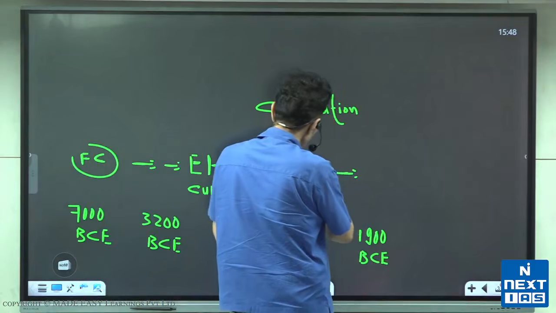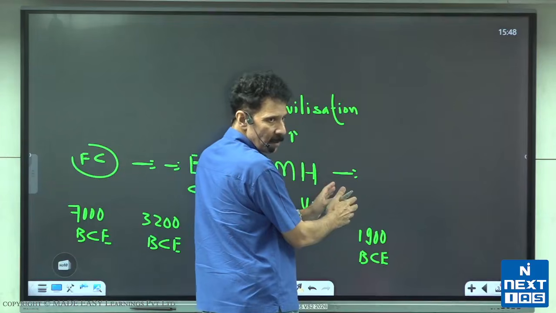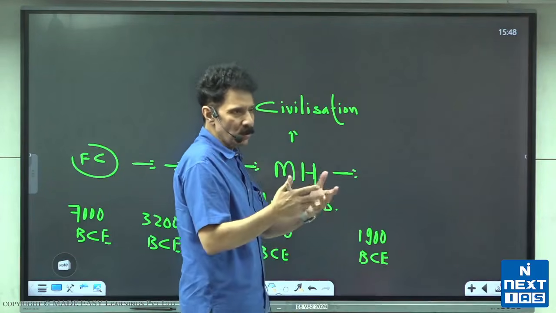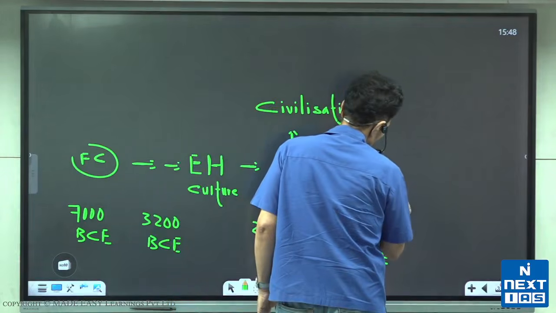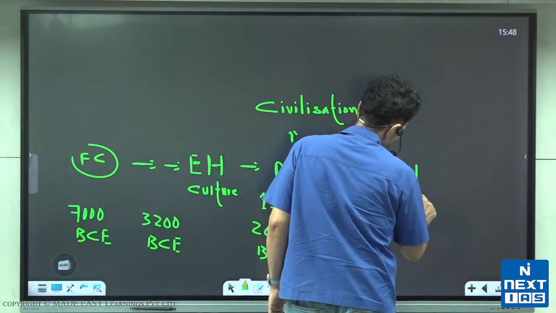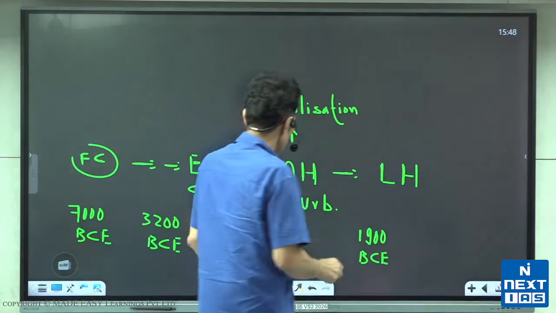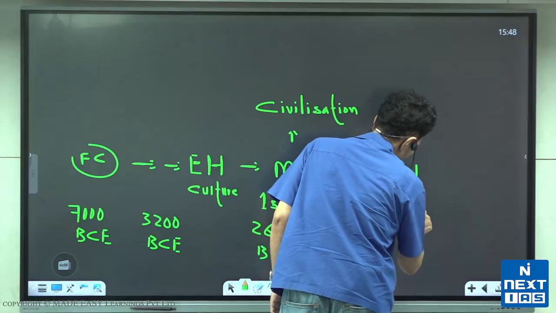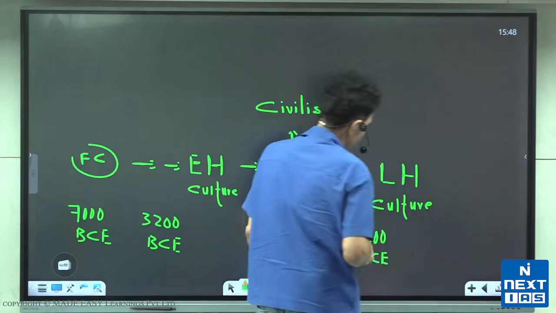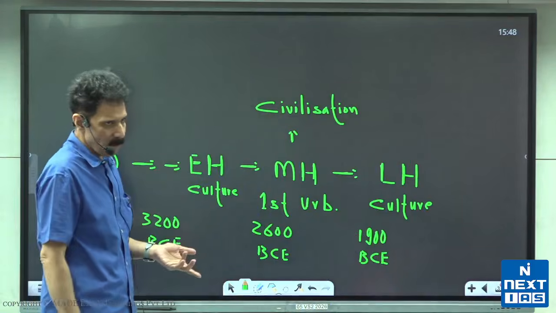But everything did not come to an end. Urban features came to an end, others continued. What is given the name late Harappan? But this was not a civilization, this was a culture. So we call it late Harappan culture. A late Harappan culture is in fact what?